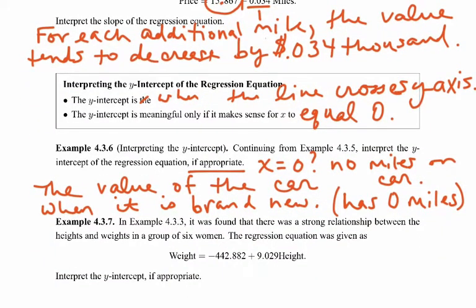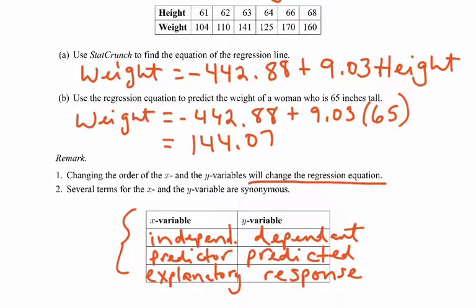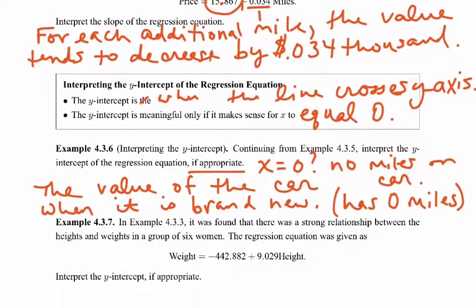Take a look at the next example. It was found that there was a strong relationship between heights and weights in a group of 6 women. So this was the equation we had back a couple of examples here, the one that I got from StatCrunch. All right, so the regression equation was given by this. Interpret the y-intercept if appropriate.